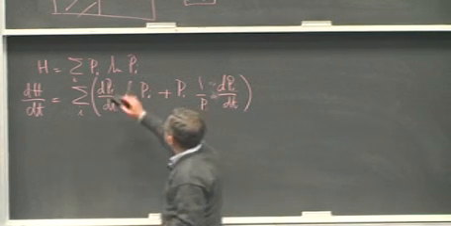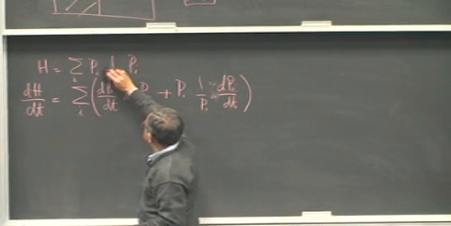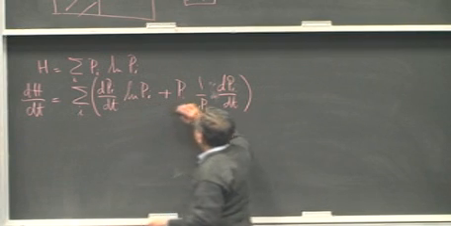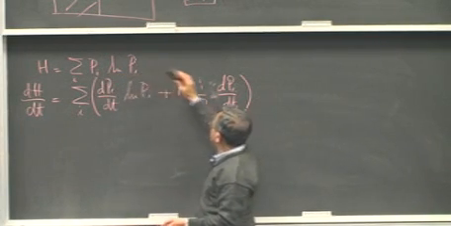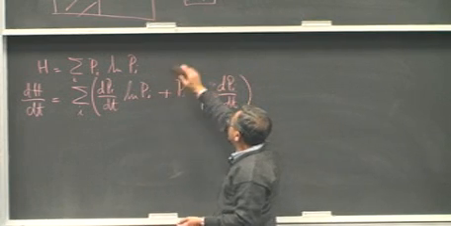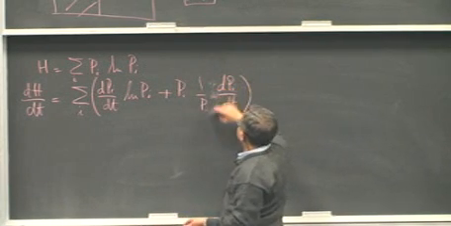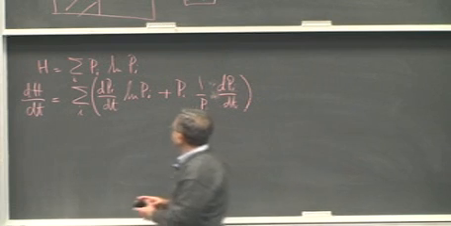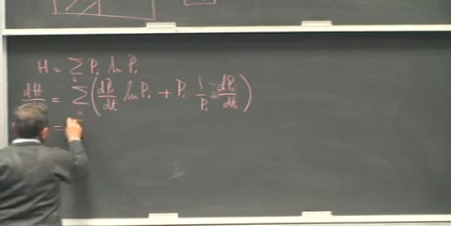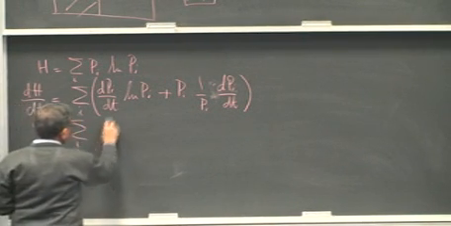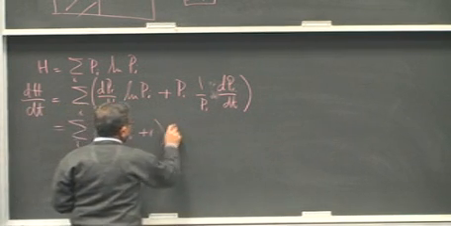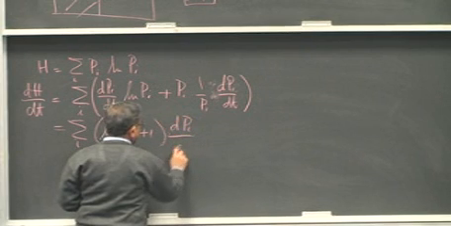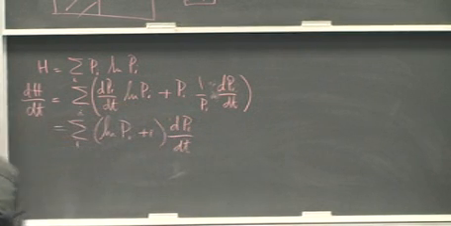I only differentiated this part, leaving the other as it is, and then leaving this as it is and differentiating the other part. The differential of log p is 1 over p, and then dp by dt. So this is actually summation over i of log Pi plus 1 multiplied by dPi by dt. Okay?